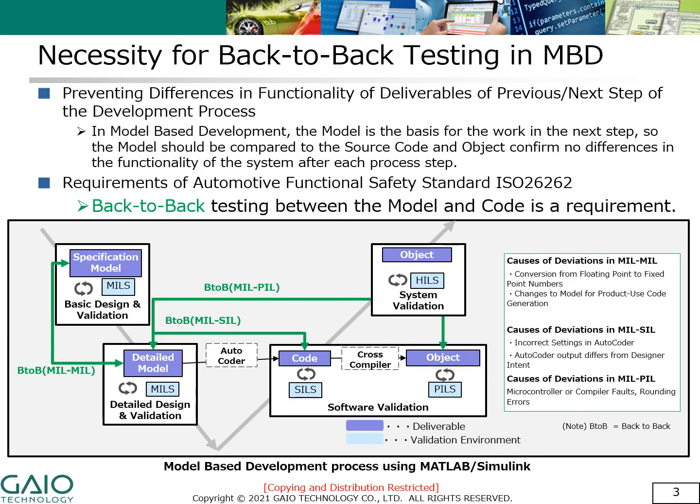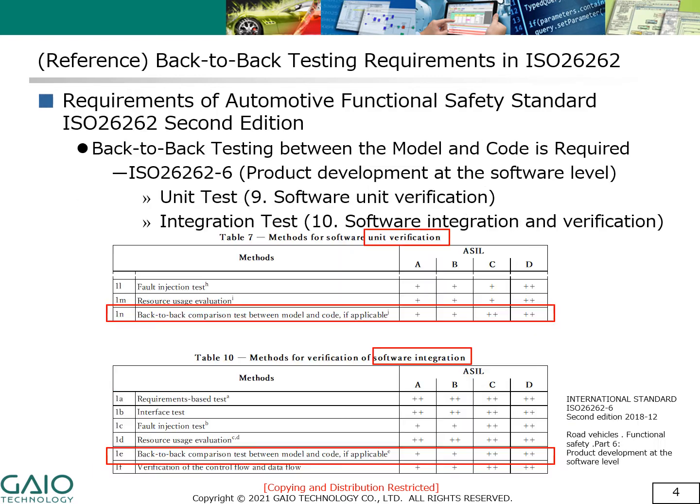Back-to-back testing is a requirement of the Automotive Functional Safety Standard ISO 26262 in order to ensure consistency between each step of the model-based development process. It is used to compare models and to compare models to code. The ISO standard has specific requirements for unit testing and integration testing. This testing requires the preparation of a complicated environment, which is made more difficult if adjustments and maintenance are necessary, and the need to connect to actual hardware creates other logistical difficulties.